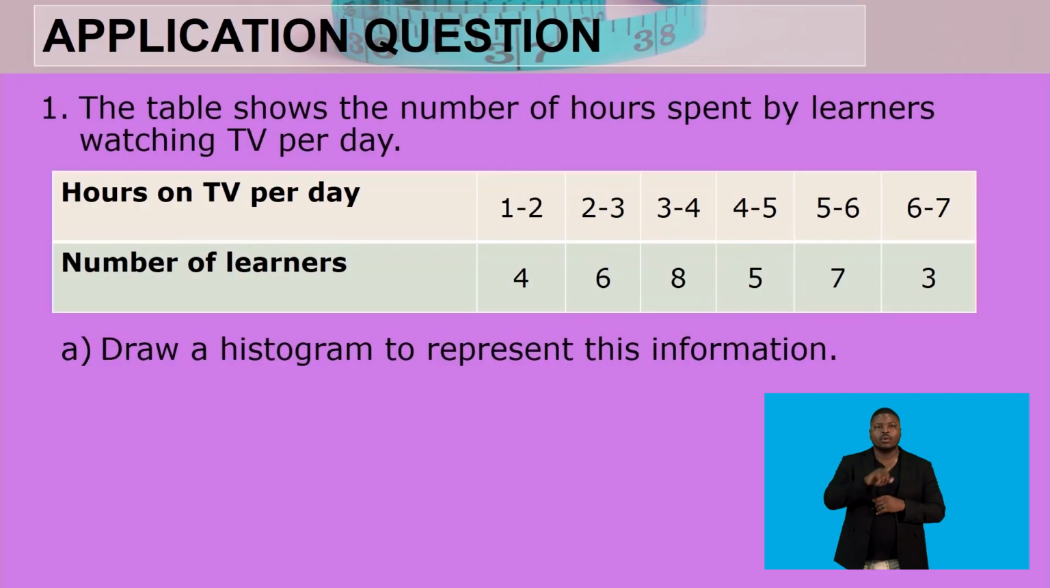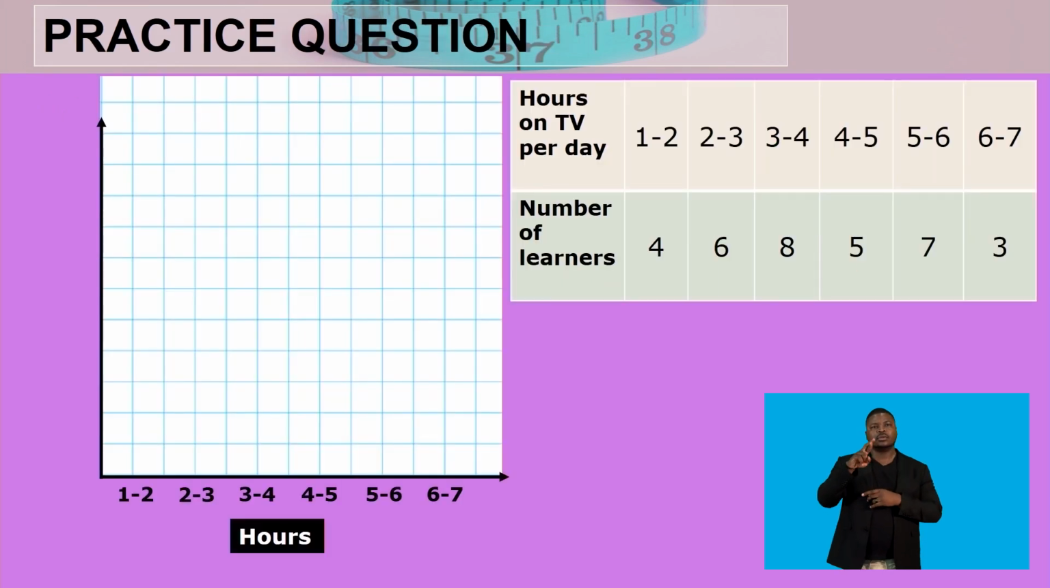The first application question we're going to look at is question 1. The table shows the number of hours spent by learners watching TV per day. So we've got the hours on TV per day and the number of learners that watch TV during those hours. Draw a histogram to represent this information.